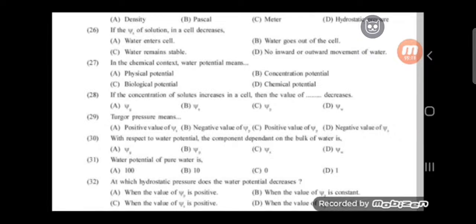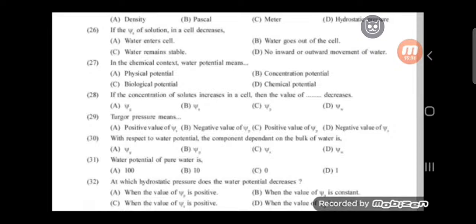So the correct answer for question number 29 is option C, positive value of water potential P. So therefore turgor pressure means the positive value of water potential P.